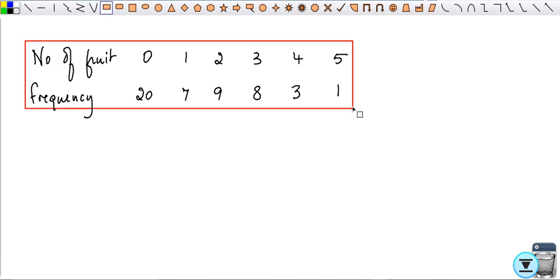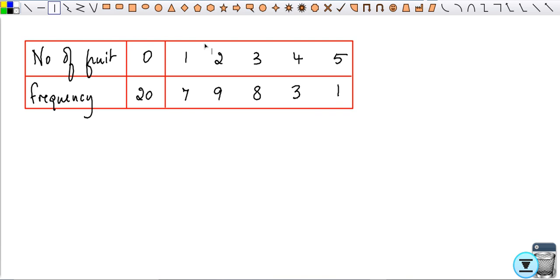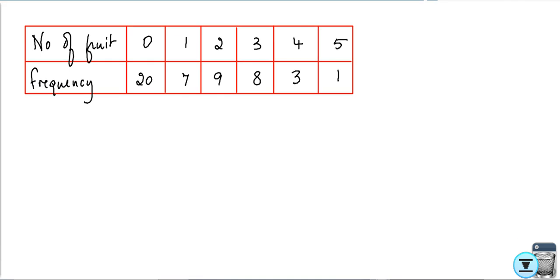Let us draw the table so that it will look organized. As you can see, now I am going to start by trying to find the mode immediately. By definition, the mode was the most common. When we look at the table, what is the most common number of fruit?